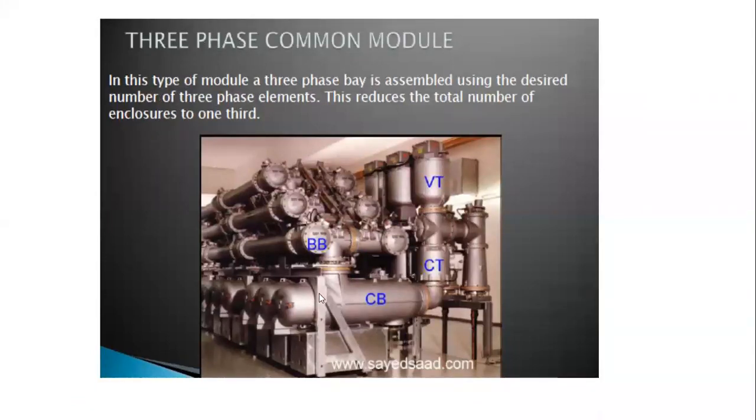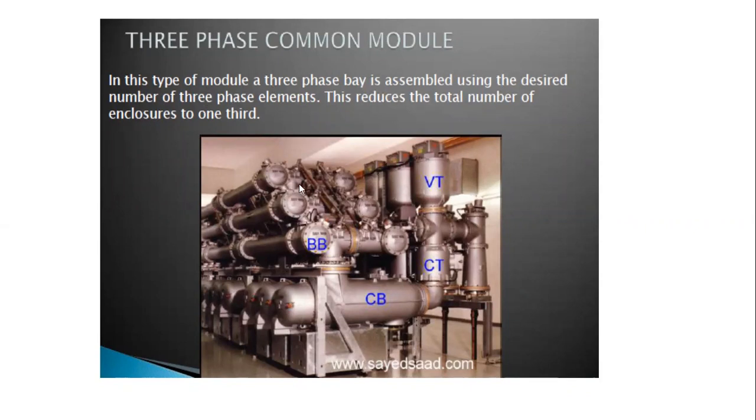This is the practical view of a three phase common module. In this type of module, a three phase bay is assembled using the desired number of three phase elements. These are the three phase assembled bays, that is R phase, Y phase and B phase.